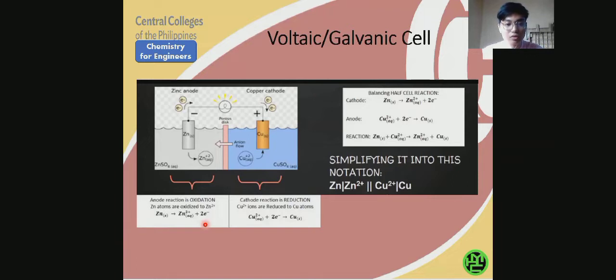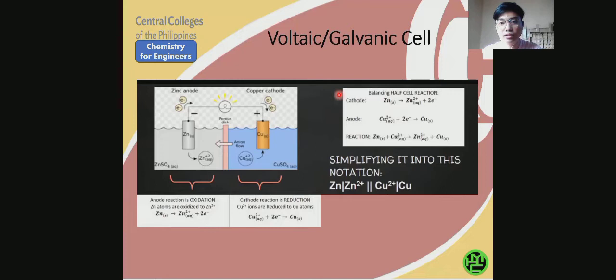So since zinc, the anode, is the oxidation, it means our copper is automatically the reduction. Since as you can see, we have electrons here, and from Cu with the 2 plus charge, it became 0. So its oxidation number decreased. That's why it is the reduction reaction.